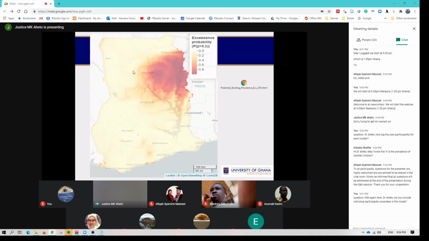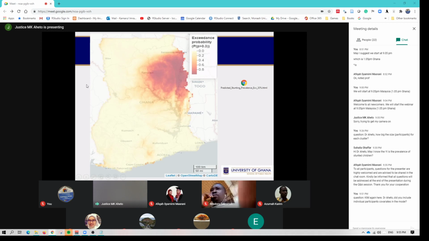So this is why we try to find out how it would look if we want to find out where the prevalence exceeds 30%. And this is the distribution of it. Majority of the areas in Ghana seem not to be at high risk when it comes to prevalence exceeding 30%, except in the northern part of the country, as can be observed.